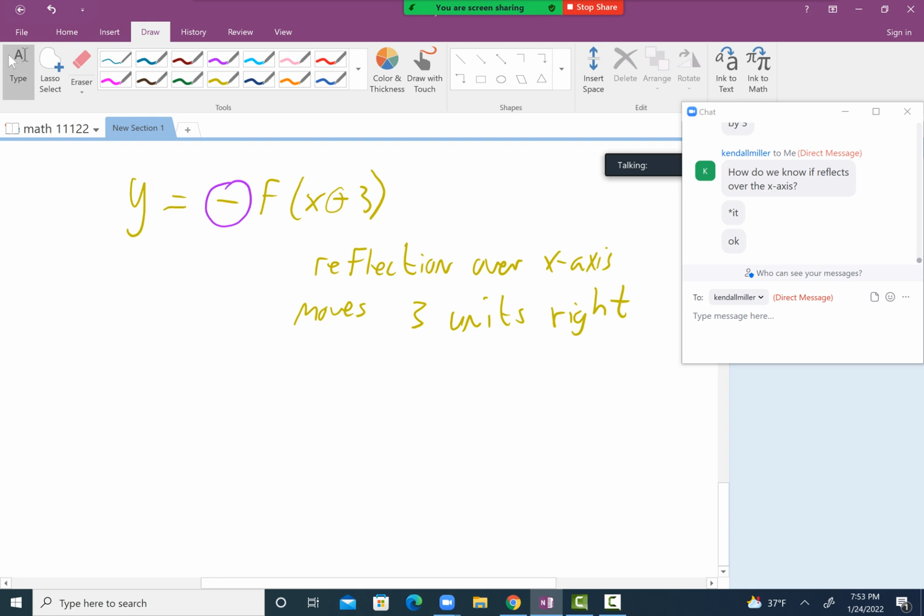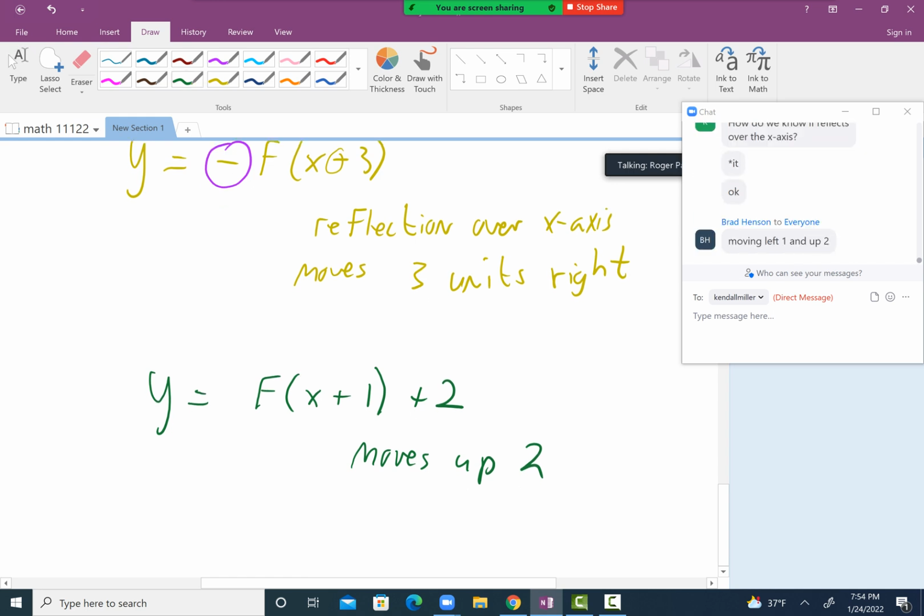Okay. So let's try one more, and we're just going to describe these. So let's go with f of x. Let's put x plus 1 and a plus 2 on the outside. Okay, so what's happening on this one? It's moving up 2. What else? Left 1. Left 1, very good. Left 1, up 2. I see that. Good. Moves up 2.